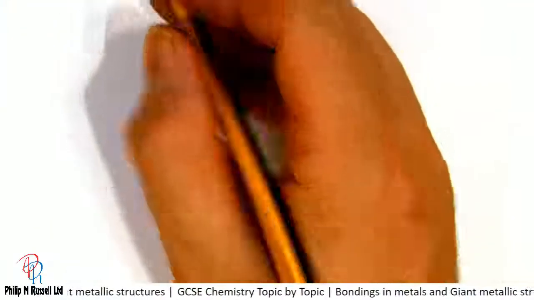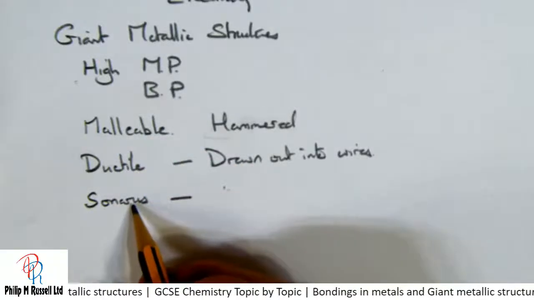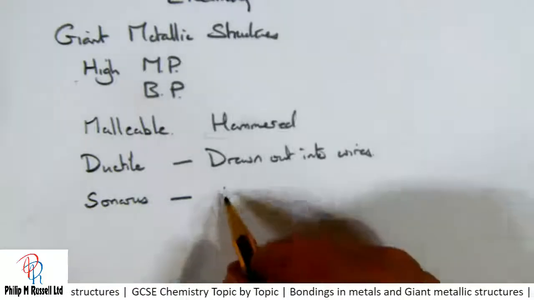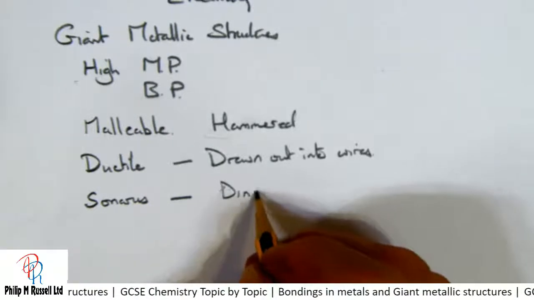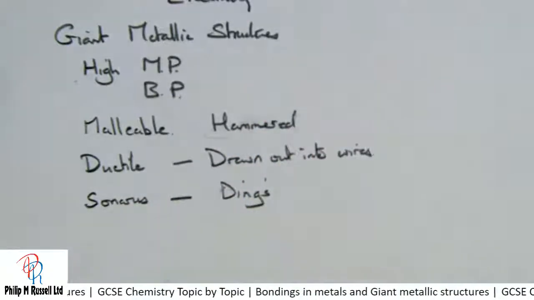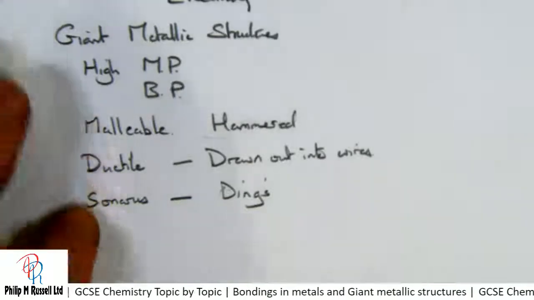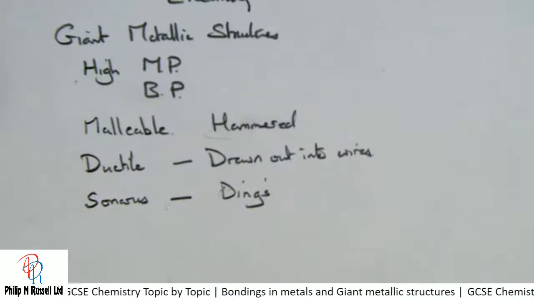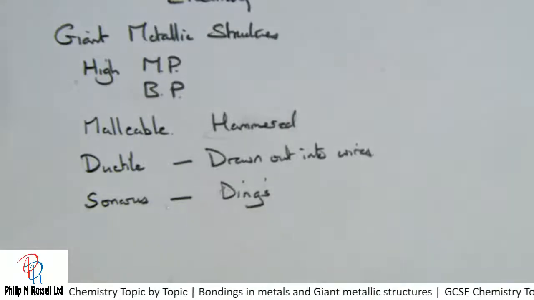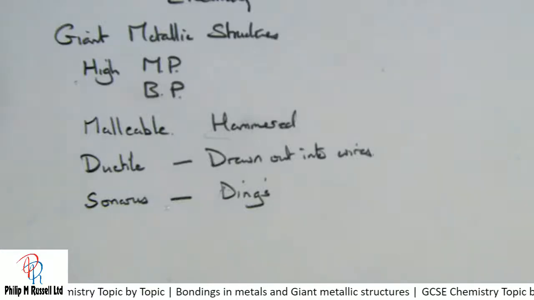So we've got the properties then: malleable, ductile and sonorous. It basically dings when you hit it. We can make bells out of some metals because they are better at this than others. Most of our typical metals are the ones in the transition elements. These are the ones we think of as the main metals.